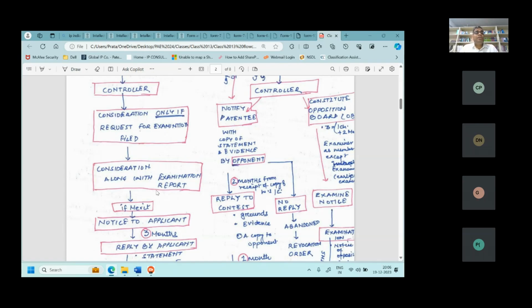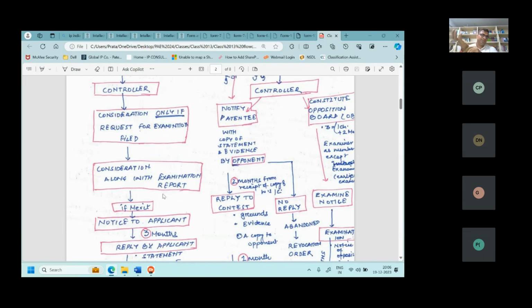Okay, next, consideration along with examination report. Only if request for examination is filed, consideration along with examination report will be sent to who? Will be sent to the applicant. Right. So with examination report, I have considered it. I found that there is a merit. I will send this notice. I will notify the applicant.